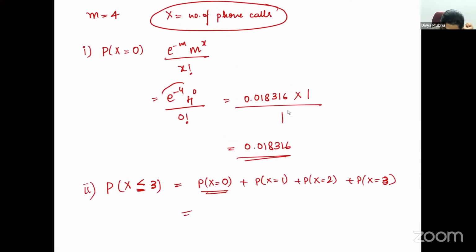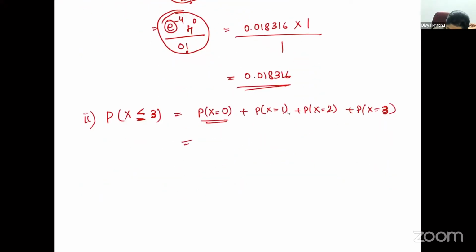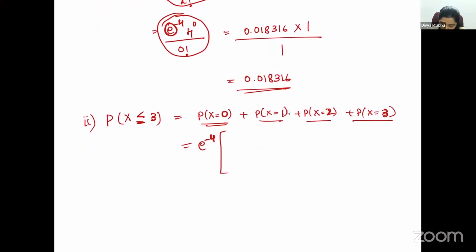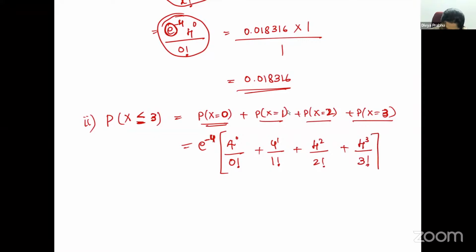The formula says e power minus m, m power x, divided by x factorial. Understand? This will always remain the same. Why? Because m will not change, e will not change. What will change is only x. So if you look here, e power minus 4 will be common for all 4 of these. If you want, try this yourself. What changes is only x based on these values. So this will be common. What will be inside is m power x divided by x factorial. So m power x by x factorial plus m power x by x factorial plus m power x by x factorial plus m power x by x factorial. Correct?